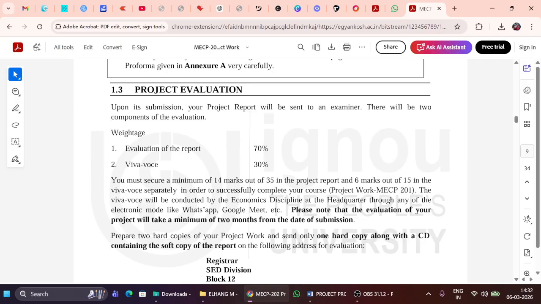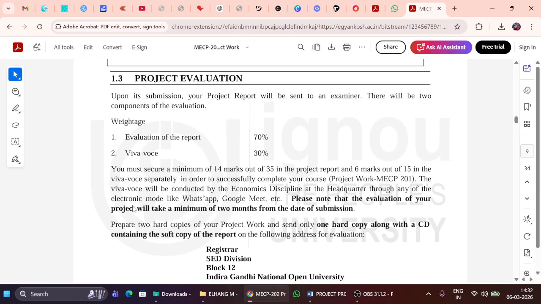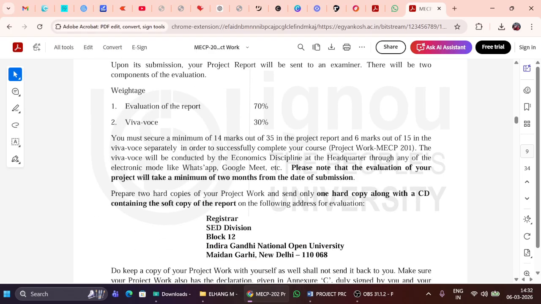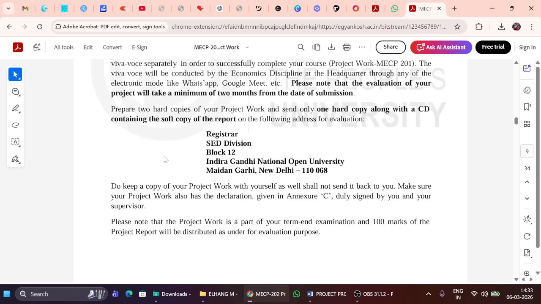So you have to give Viva for the MECP 202. Okay, now you can see here it's written you must secure a minimum of 14 marks out of 35 in the project report and 6 marks out of 15 in the Viva separately in order to successfully complete your project work. Okay, so you have to remember it.